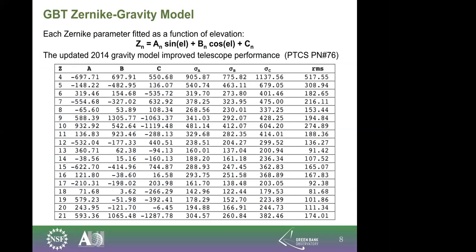Okay, so the Zernike gravity model. One of the things that we have to account for, since the GBT is a moving structure and you can tilt the dish, is gravity. Gravity can affect the surface based on the elevation of what you're pointing at. And so each Zernike polynomial is fit as a function of elevation. Here are just some of the basic equations along with some of the coefficients for it. All of this is discussed in detail in the 2014 gravity model note, project note 76.